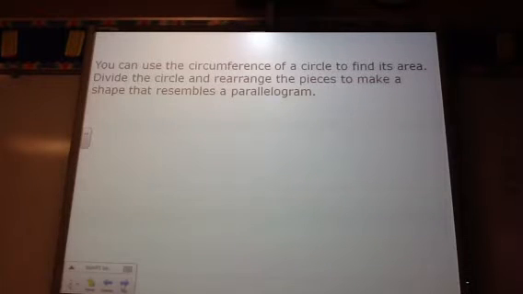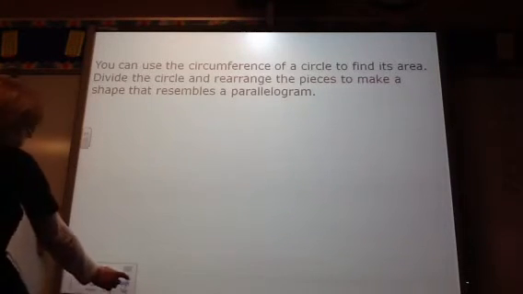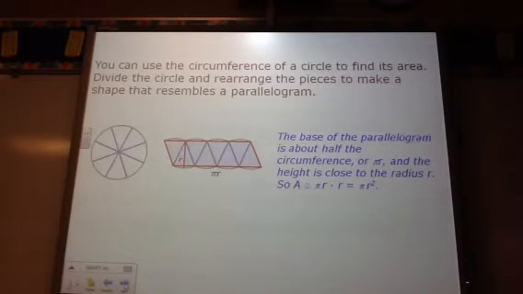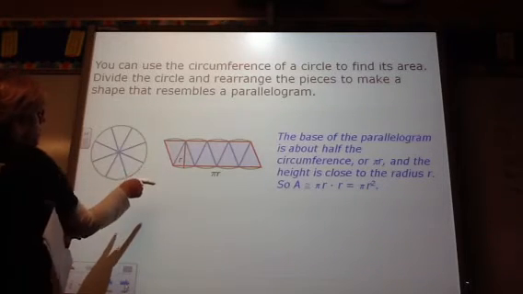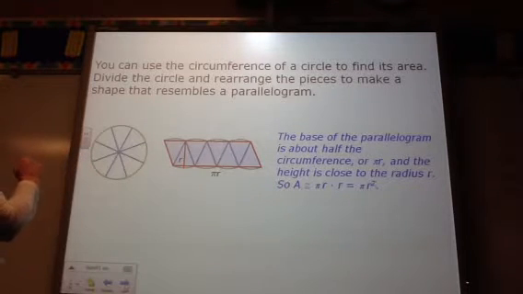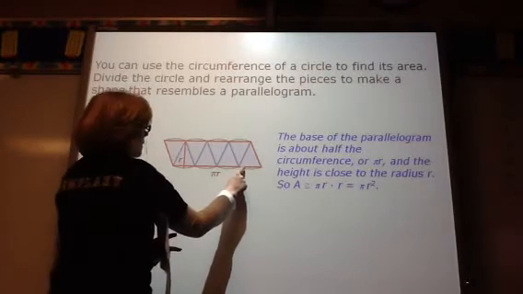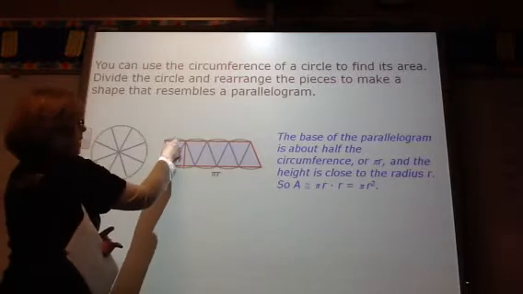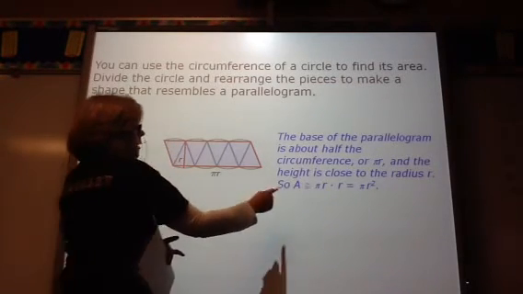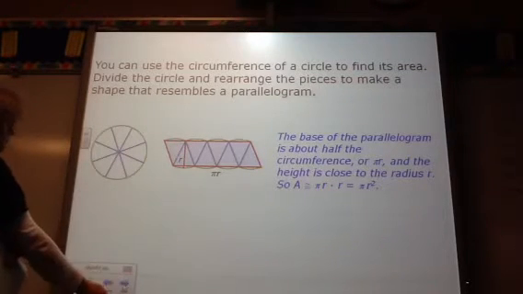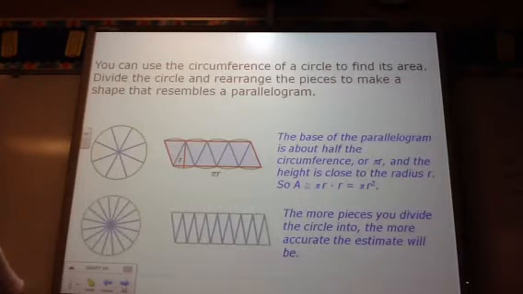You can use the circumference of a circle to find its area. Divide the circle and rearrange the pieces to make a shape that resembles a parallelogram. So we divided this circle and we made this shape. The base of the parallelogram is about half of the circumference, or pi r. So this base right here is about pi r, and the height is close to the radius. So if you take the area, you get pi r times r, which is pi r squared. That's where the area formula comes from. The more pieces you divide, the more accurate the estimate will be.